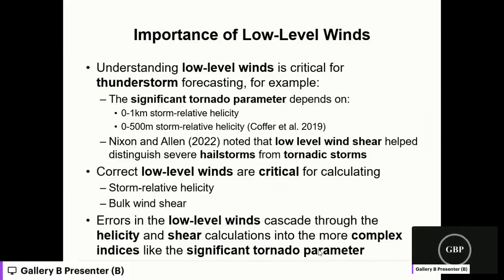Many of the indices that are used in forecasting thunderstorms, and the type of thunderstorms and what they produce, depend on the low-level winds. For example, the storm relative helicity, the low-level bulk wind shear, and all that, those are baseline ones that depend on the low-level winds. And then there are many other thunderstorm indices that are based upon those indices that also indirectly depend on the low-level winds. So once you have significant errors in the low-level winds, that cascades through all the different indices that you use for forecasting thunderstorms.